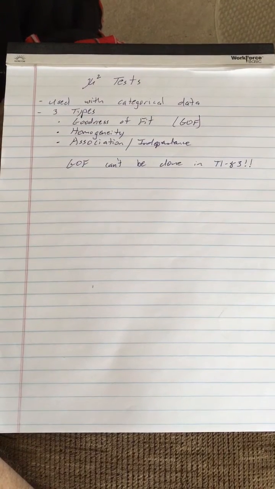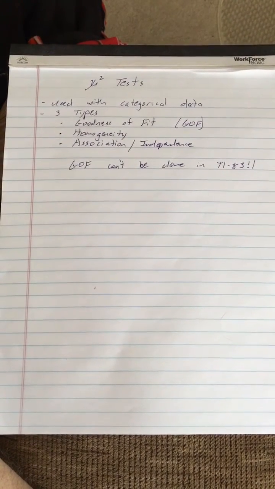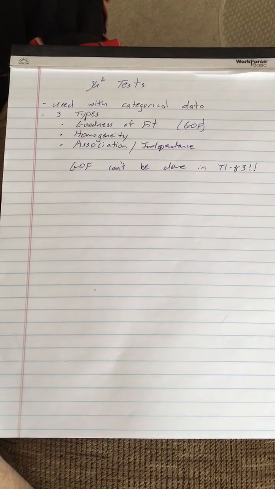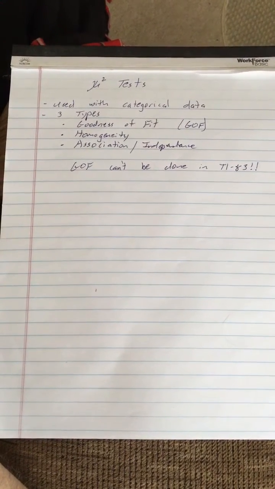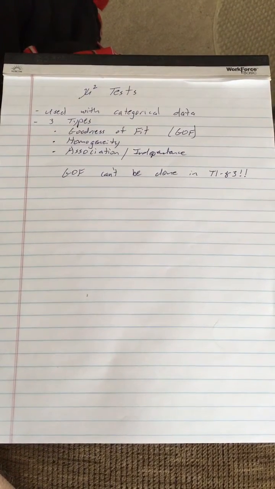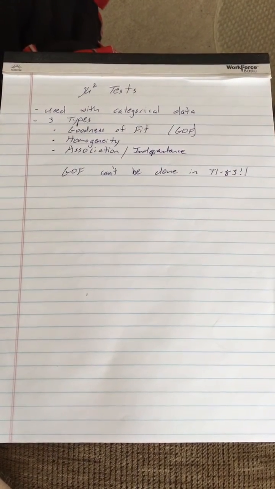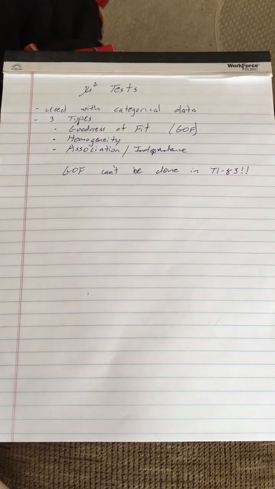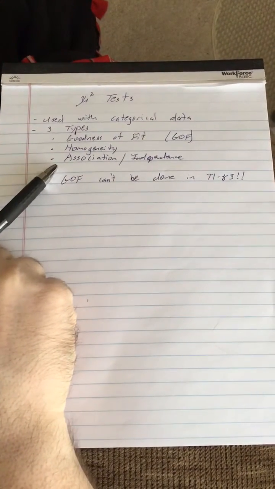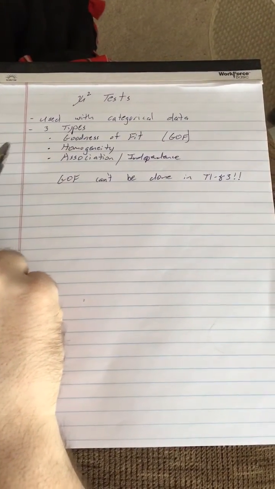It's not called chi. Do not listen to Mr. Bowles. He likes calling it chi, but it's pronounced chi, C-H-I. There are three types of chi-squared tests. Section 1 covers goodness of fit, abbreviated GOF. Section 2 covers homogeneity and association/independence. I'm going to cover those two in another video, but today we're going to look at goodness of fit.